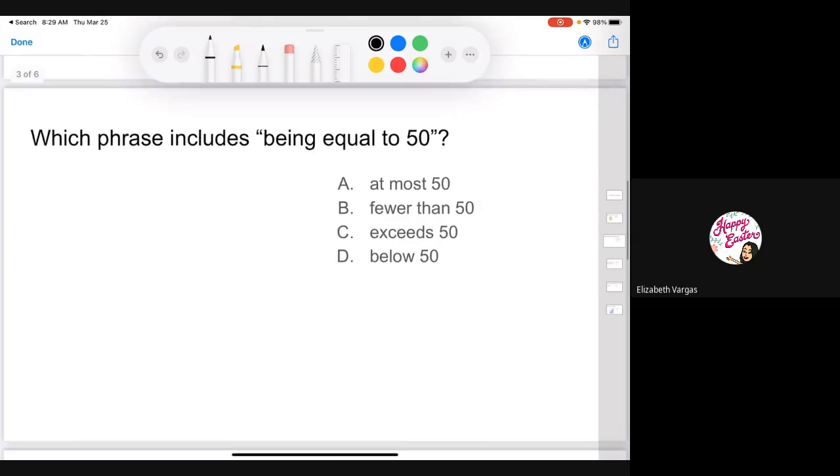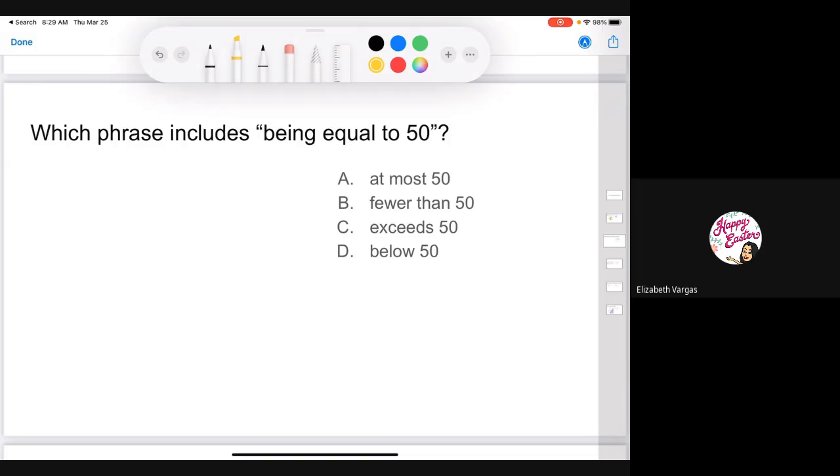Okay. So here is another type of problem we might encounter. This one says, which phrase includes being equal to 50? So it must also include being equal to 50, which is represented like this. It might include other things as well, but it has to at least include being equal to 50. And what we'll notice is things that can include being equal to are the sign equal to, less than or equal to, or greater than or equal to, right? Even these include that equal to. So we want to see which of these phrases includes that.